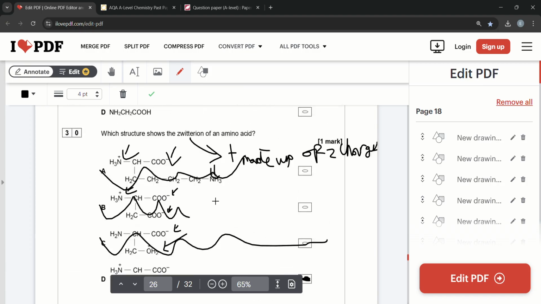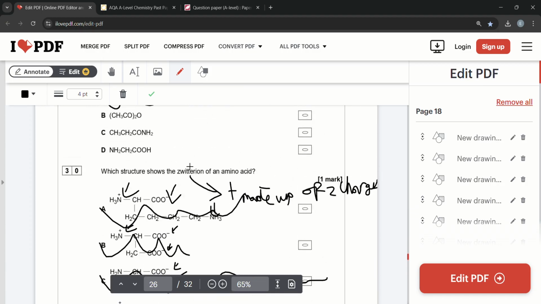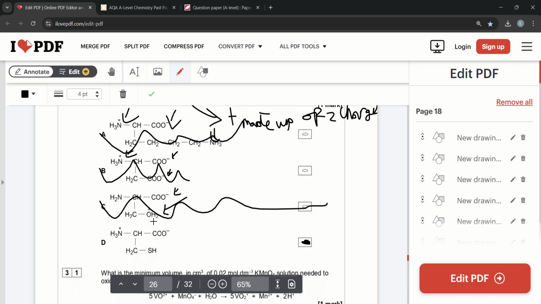You could easily guess between C and D as long as you remember this fact: only 2 charges for a zwitterion.